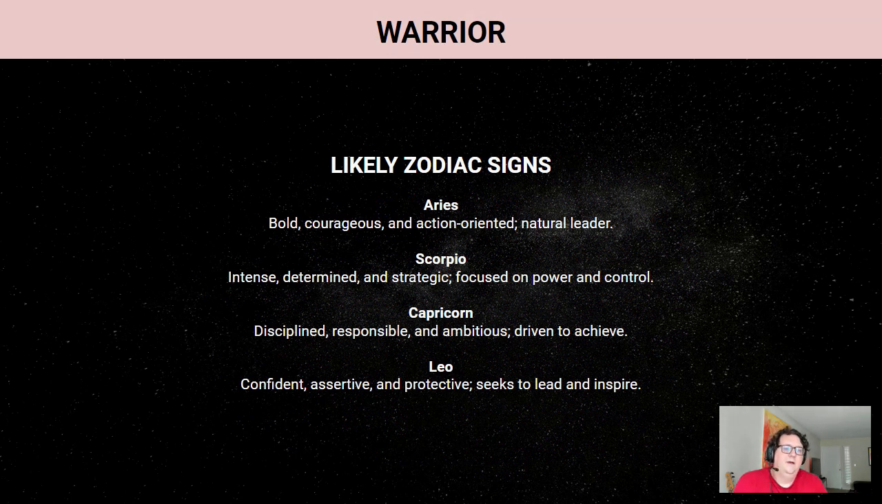Likely zodiac signs for the warrior: Aries, which is the fire sign. One of Mars' signs, which is Mars. The planet Mars is probably the biggest fit for the warrior. Aries are bold, courageous, and action-oriented natural leaders. Scorpio, which is the water sign, but it's also ruled by Mars, is intense, determined, and strategic, focused on power and control. Capricorn also fits. They're disciplined, responsible, and ambitious, driven to achieve. That's big for warriors. And Leo can sometimes fit too. They're confident, assertive, and protective, seeking to lead and inspire.